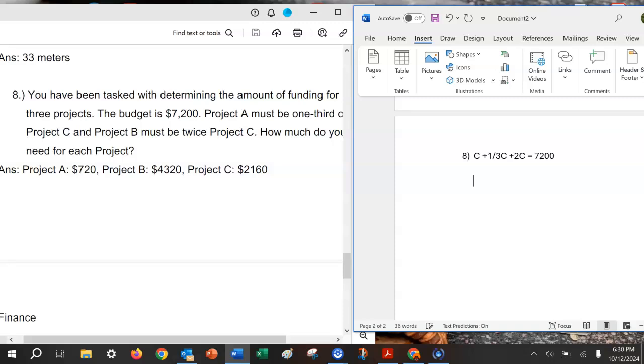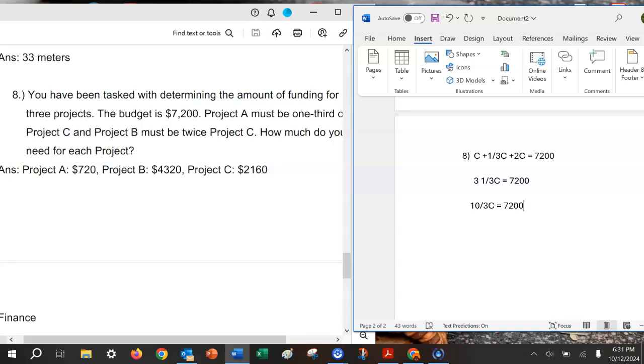and let me move that over. So I have C's, so I'll just add the C's together. I've got 2 plus 1 is 3, so I've got 3 and 1/3 C equals 7,200. Now, if I want to make that a little bit nicer, I could make 3 and 1/3 into an improper fraction. So I would do 3 times 3 is 9 plus 1 is 10. So let's call it 10/3 C equals 7,200.